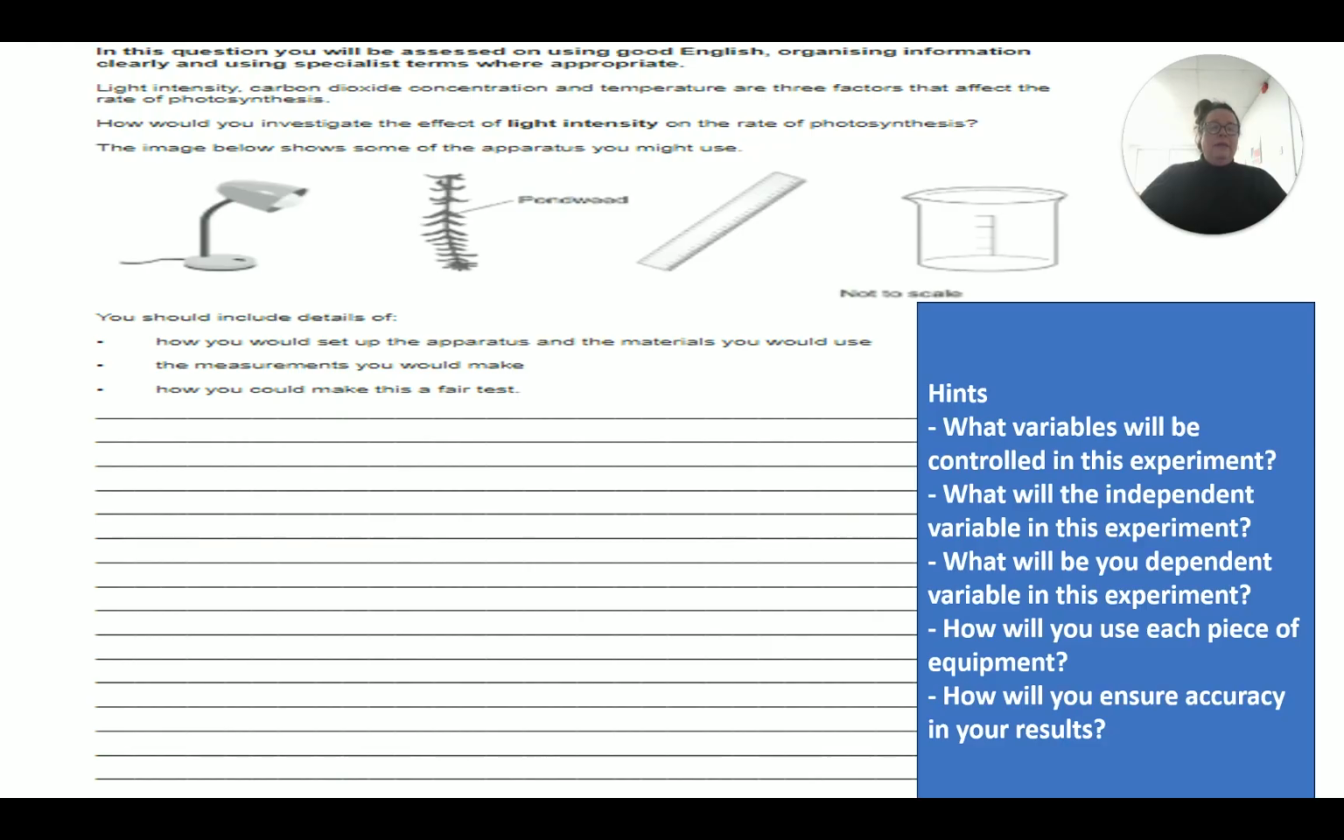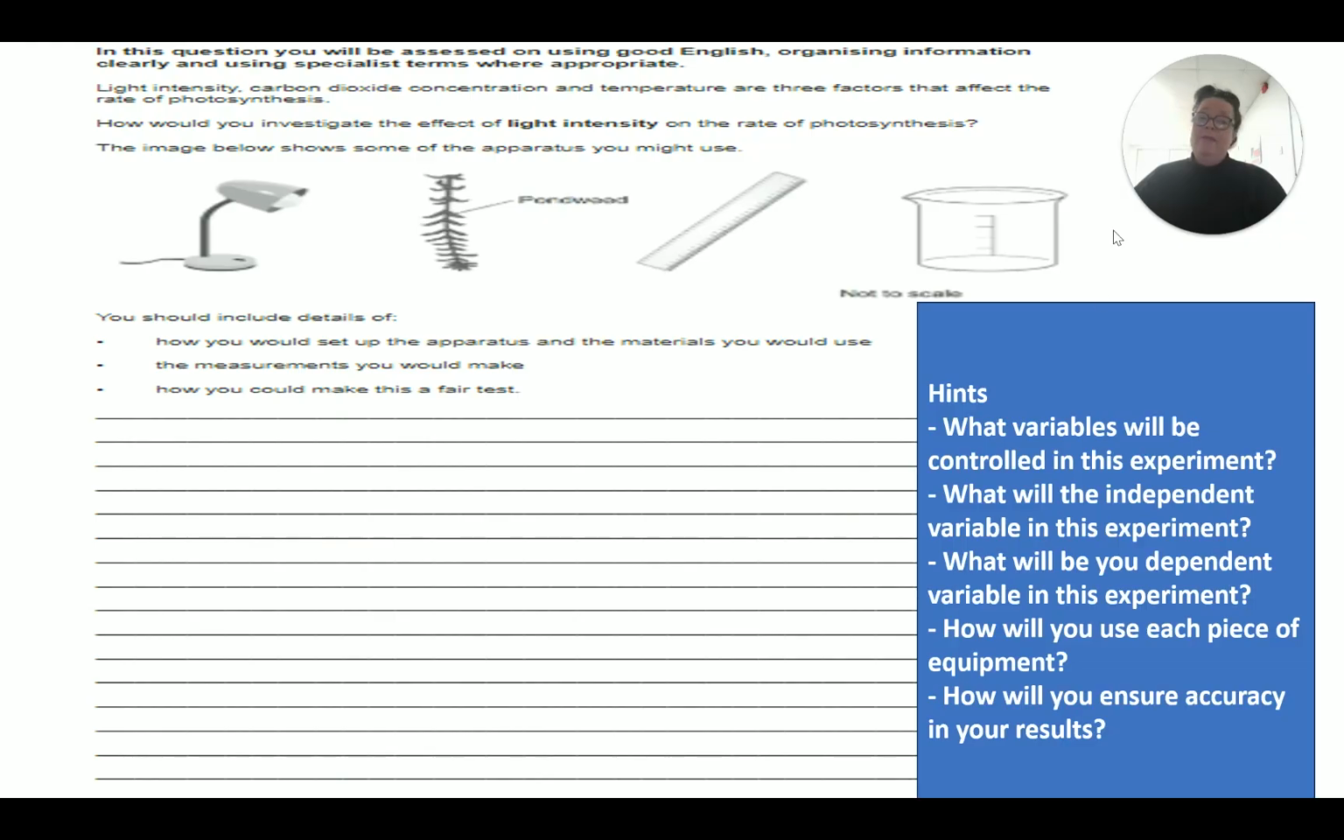If you look at the hints down here at the side, what variables will be controlled? What will the independent variable be? That's hard to say. What will your dependent variable be? How will you use each piece of equipment? And how will you ensure accuracy of results? Right, I'm going to show you one that's been written. Yours does not have to be exactly the same, because if you see the mark scheme, there's usually about 15 different points you can have, and you only need to get 6. You only need to get 6 marks. So we don't have to put in every single thing we can think of, as long as we can get 6 and the method works. So here's an example of a method.